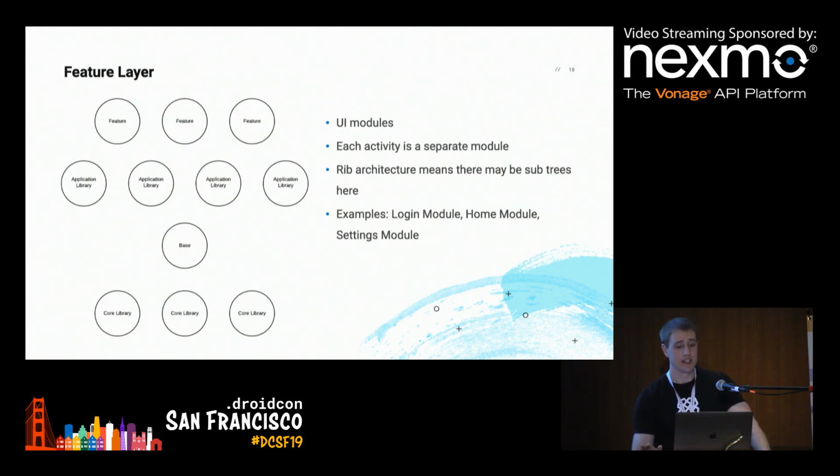Next layer down is the feature layer. This is really where all of our UI lives. So each activity is in a separate module. We use the RIB architecture, which we'll get into a little bit later, but there could be some subtrees. These aren't necessarily single feature modules on the level, but the idea is that the features live at this level. Some examples: you've got your login screen, your home screen, your settings, and then all of their subscreens would be in there as well.